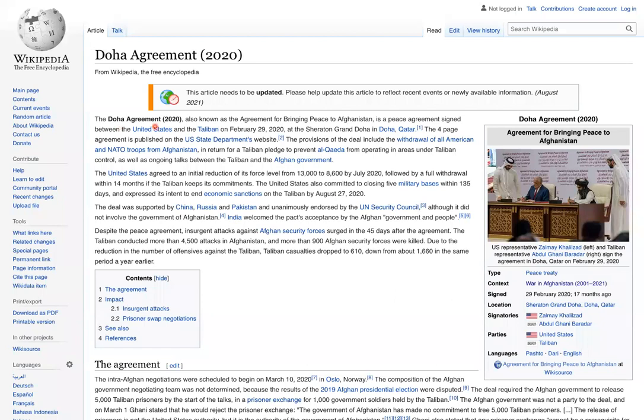The Doha Agreement of 2020, also known as the Agreement for Bringing Peace to Afghanistan, was a peace agreement signed between the United States and the Taliban on February 29, 2020, at the Sheraton Grand Doha in Doha, Qatar. The four-page agreement is published on the US State Department's website. The provisions of the deal include the withdrawal of all American and NATO troops from Afghanistan in return for a Taliban pledge to prevent Al Qaeda from operating in areas under Taliban control, as well as ongoing talks between the Taliban and the Afghan government.